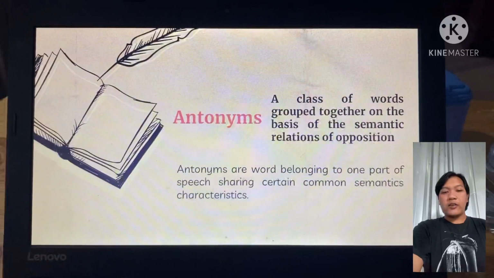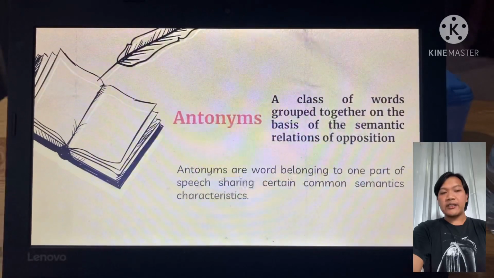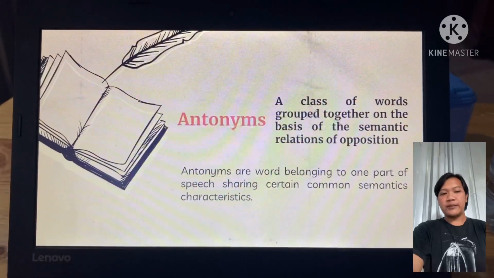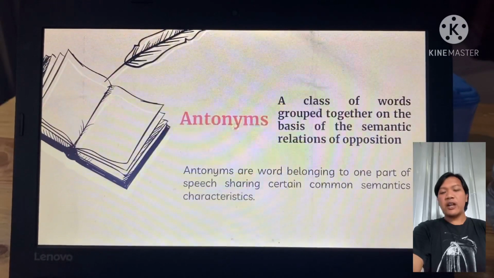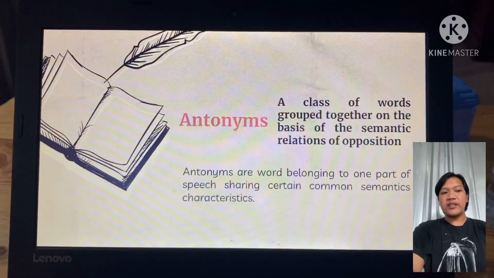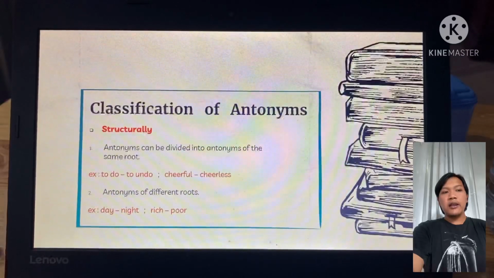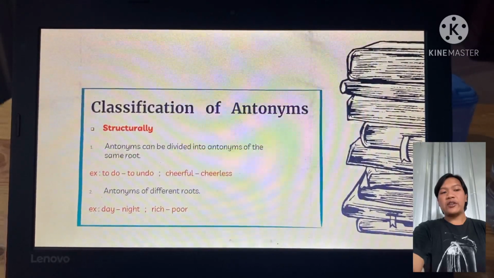A class of words grouped together on the basis of the semantic relation of opposition. Antonyms are words belonging to one part of speech sharing certain common semantic characteristics. The next, classification of antonyms.